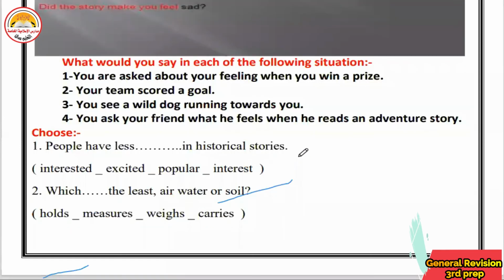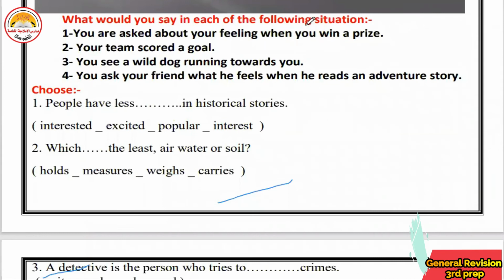As you see in this exercise, what would you say in each of the following situations? Think about this exercise. Number 1, you are asked about your feeling when you win a prize. What would you say, Marwan? I feel happy. Okay, thank you. Number 2.